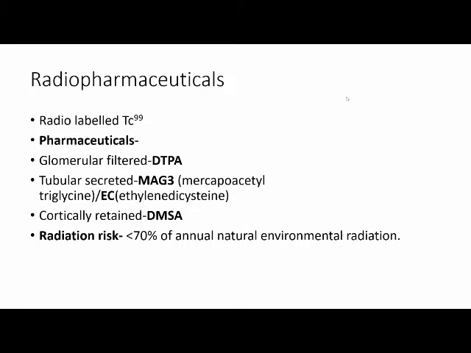Presently the radiopharmaceuticals which are used are DTPA, MAG3, EC and DMSA. These are the four main pharmaceuticals which we use in pediatric urology. DTPA is diethylenetriamine pentaacetic acid, MAG3 is mercaptoacetyl triglycine, EC, as we all know, is ethylene dicysteine, and DMSA is dimercaptosuccinic acid.